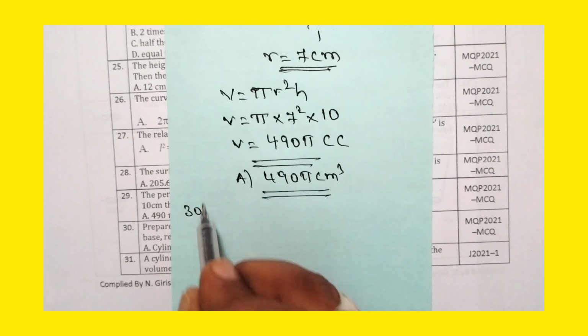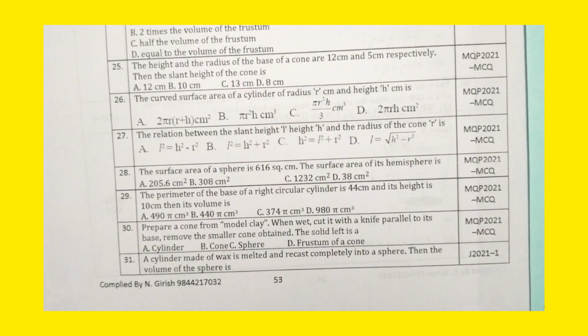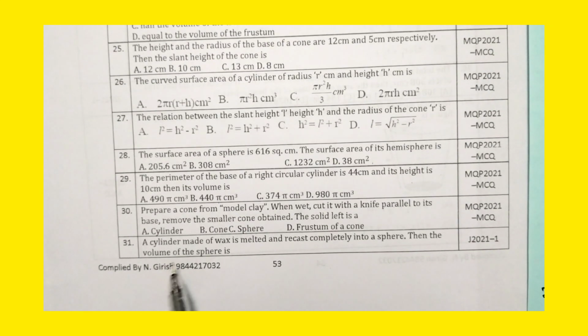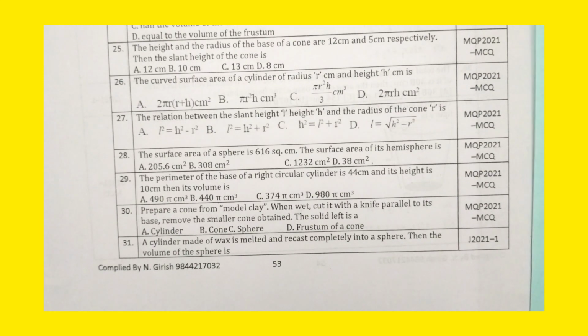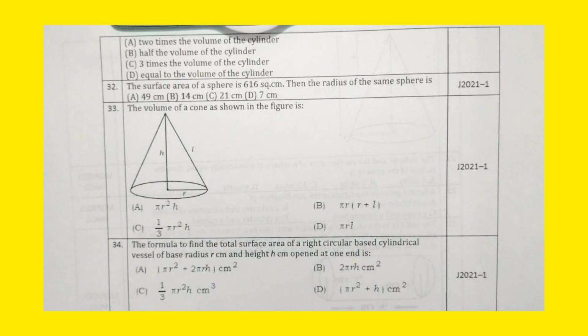Now let us move to the 30th question. The question is: a cylinder made of wax is melted and recast completely into a sphere. Then the volume of the sphere is dash. Now let us see what options they have given.